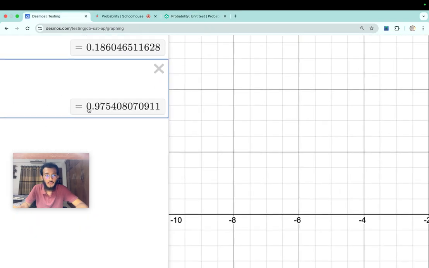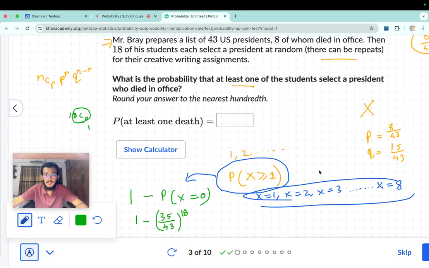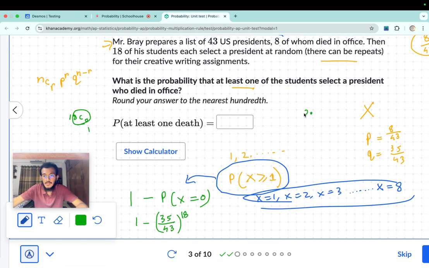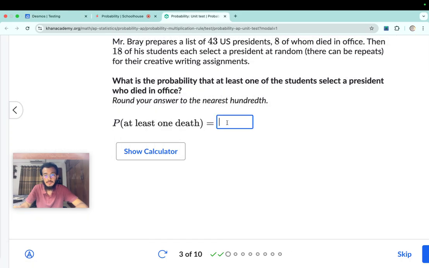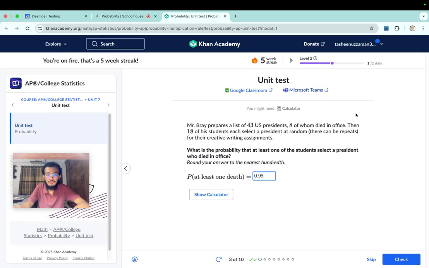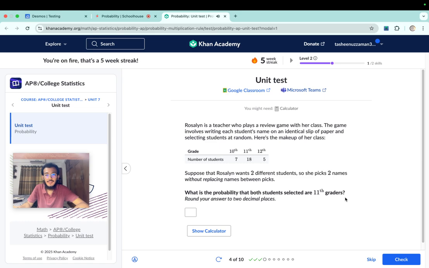So this is the ones, okay, nearest hundredth. So this is the decimal place. This is ones, tens. Similarly, this is ones, this is tens, this is hundredth. We need two decimal places. So if we round that, so 0.98, because the third decimal place is 5. So 0.98 should be our answer. Let's see. 0.98. There we go.